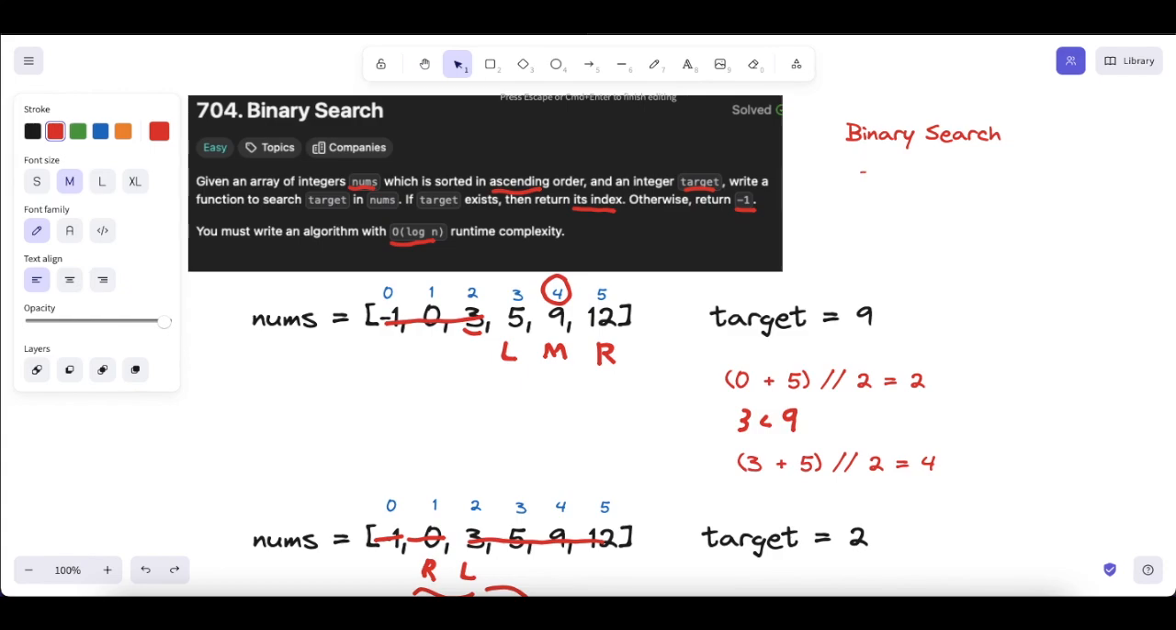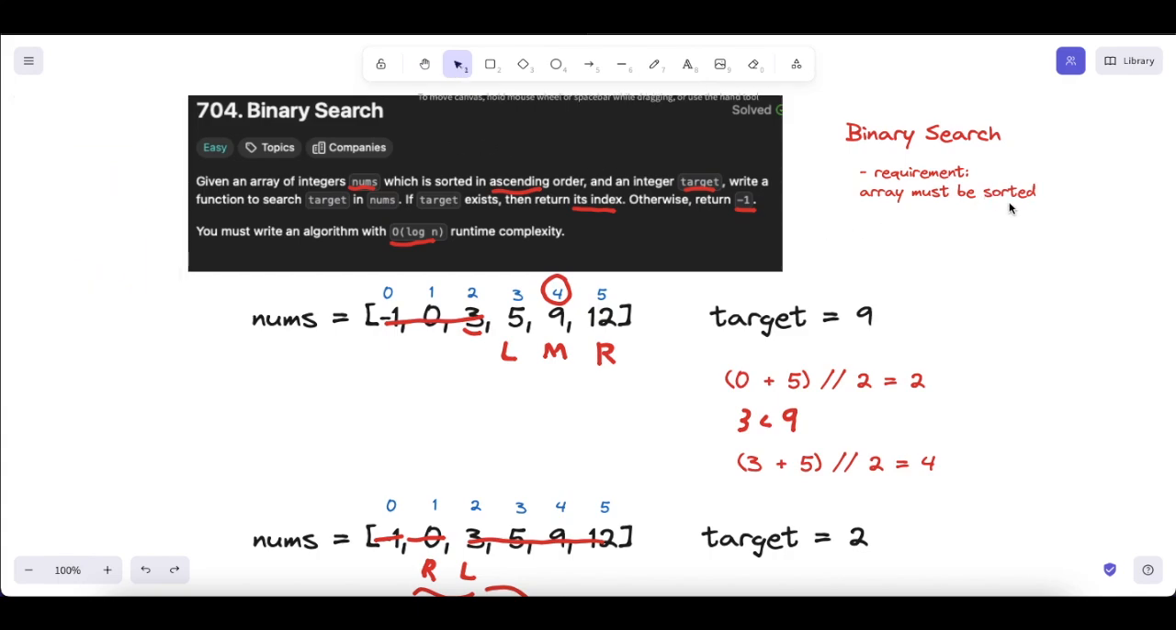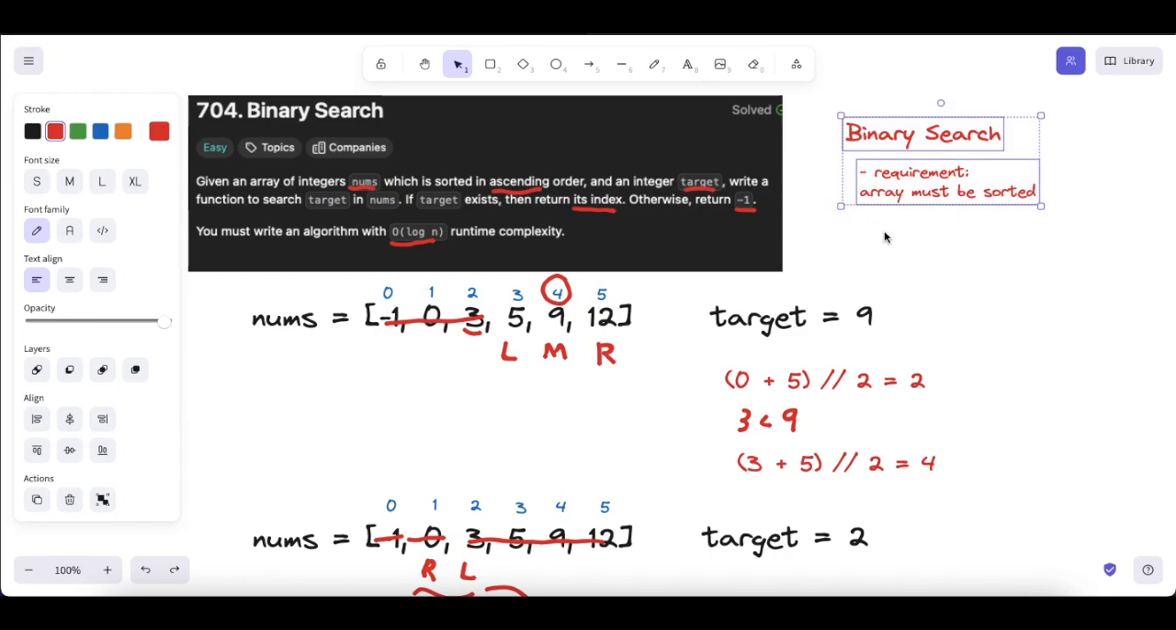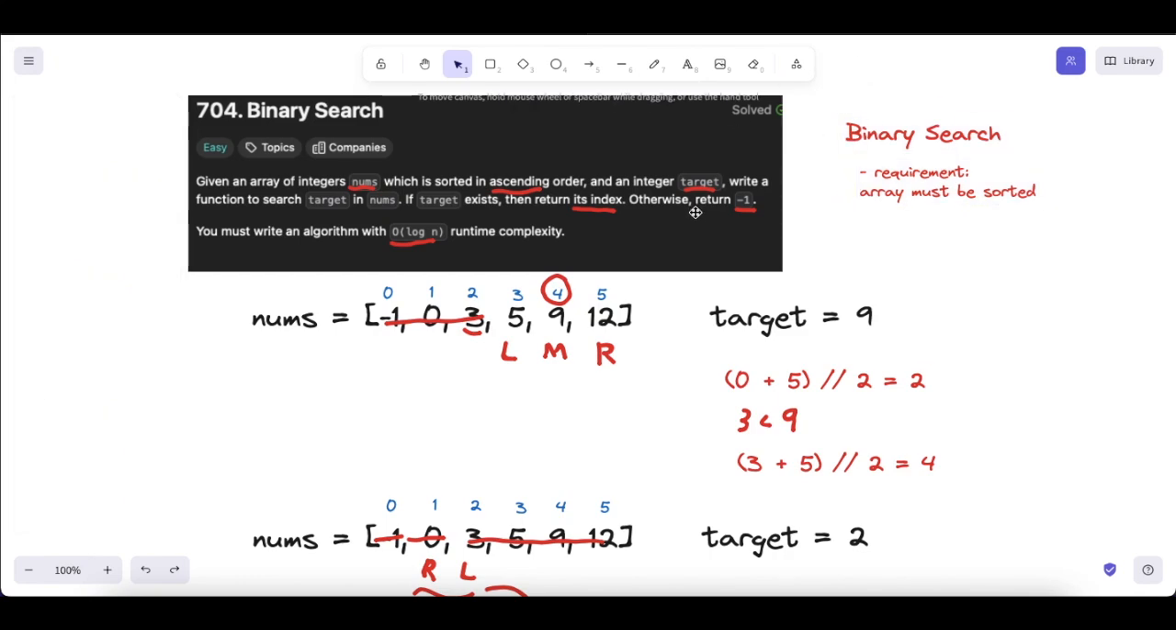And before we move on to the code for this algorithm, I just wanted to make sure that it's clear, therefore, that in order to perform a binary search, we have as a requirement that the array must be sorted. So if we do not have a sorted array, we will not be able to perform a binary search on it. Luckily, in this problem, we're told that the array is sorted in ascending order.